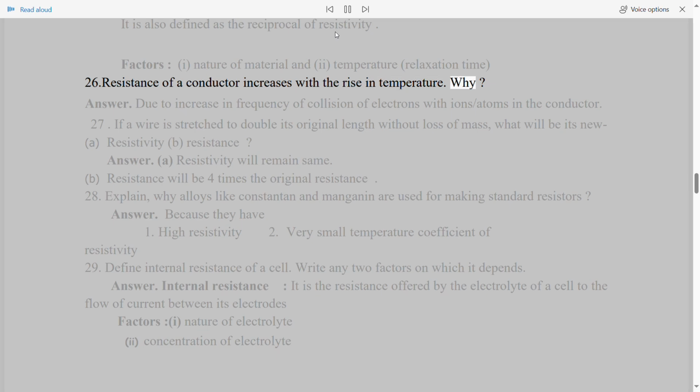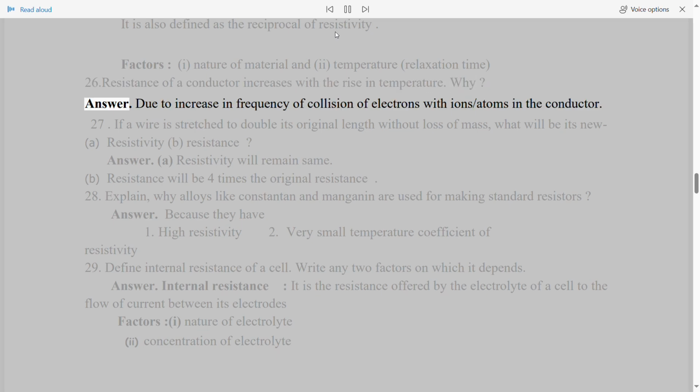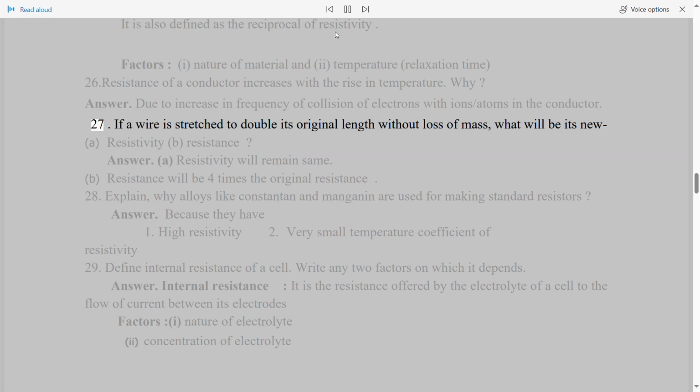26. Resistance of a conductor increases with the rise in temperature. Why? Answer. Due to increase in frequency of collision of electrons with ions (atoms) in the conductor. 27. If a wire is stretched to double its original length without loss of mass, what will be its new A. Resistivity, B. Resistance? Answer. A. Resistivity will remain same. B. Resistance will be 4 times the original resistance.